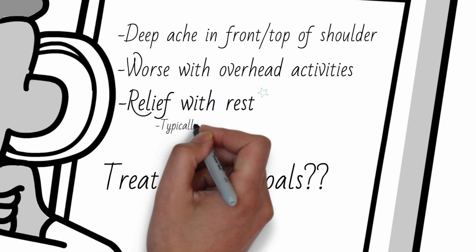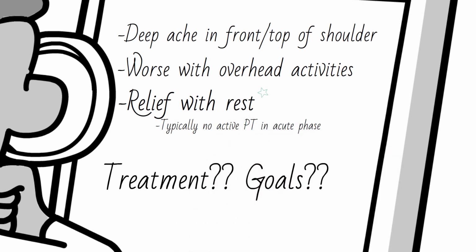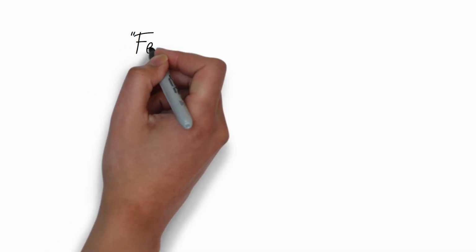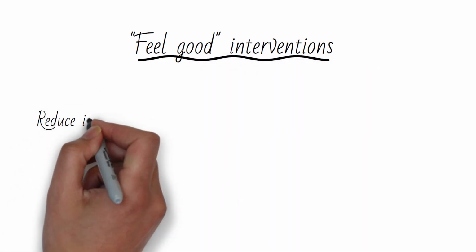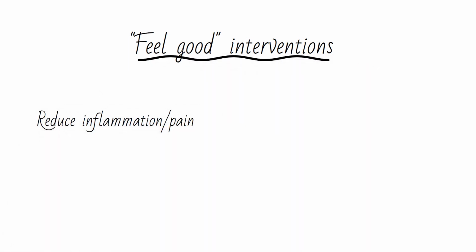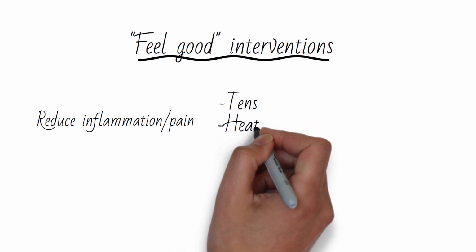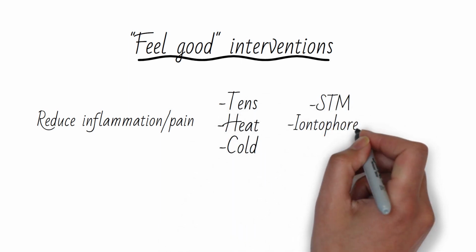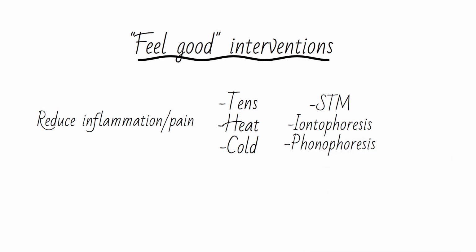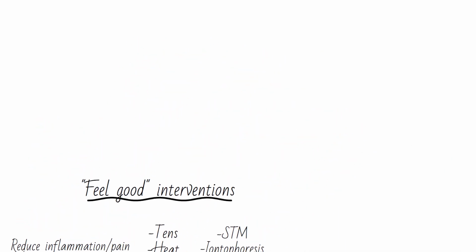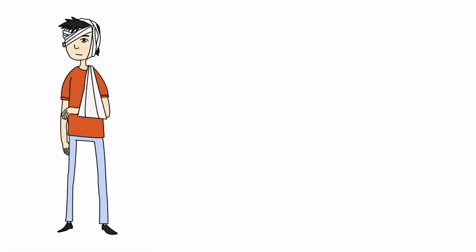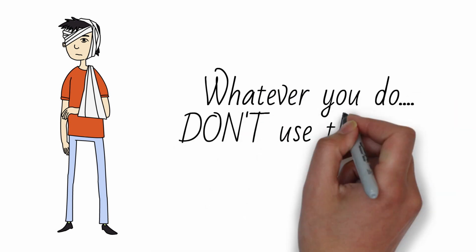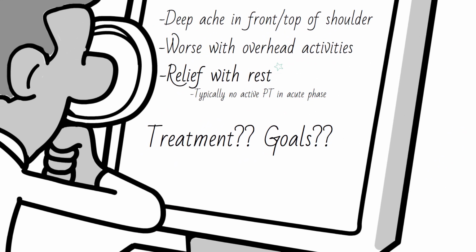As we mentioned before, rest is typically what provides relief for patients, so active PT is not typically recommended in the acute stage. If a patient does come to you in that acute phase, we need to think about those feel-good interventions. So their goal is to reduce the inflammation and reduce the pain. Activities such as TENS, heat, cold, STM, iontophoresis, or phonophoresis are a good place to start. To provide further rest and cueing for the patient at the very least, a patient may be recommended a brace or a splint in order to remind them that they're not supposed to be using that arm.